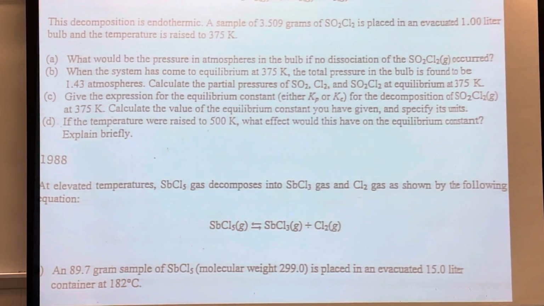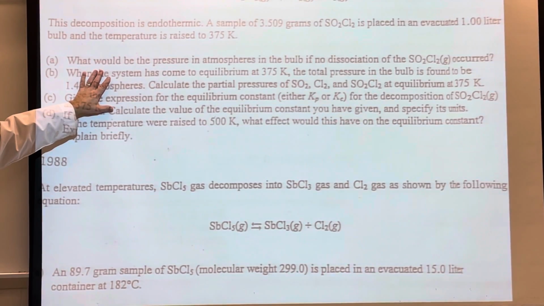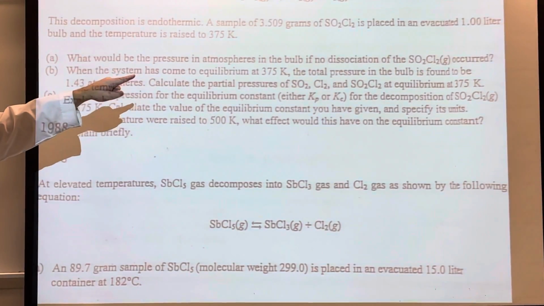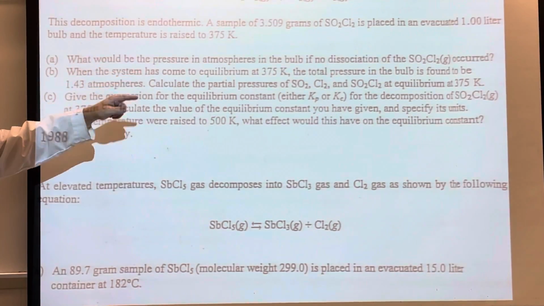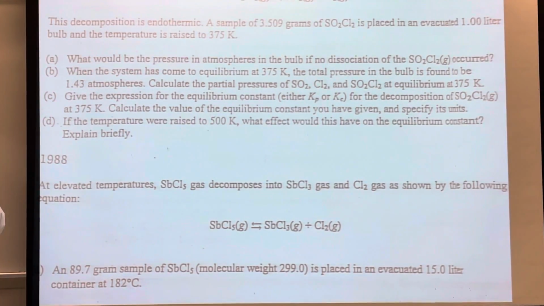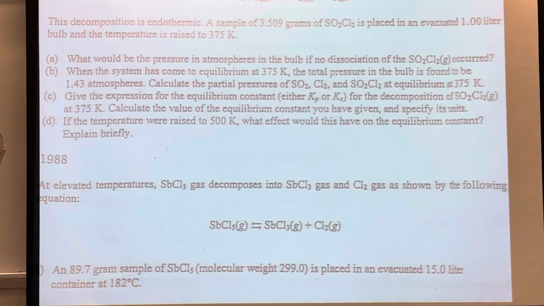A sample of so many grams is placed into an evacuated 1 liter bulb and the temperature is raised to 375. Okay? So I have a gas. I haven't looked at this since last year, so I'm not quite sure what the questions are going to ask. But I see grams of a gas, I see volume, and I see temperature. So immediately I'm thinking at some point in this problem I'm going to have to use PV equals nRT.